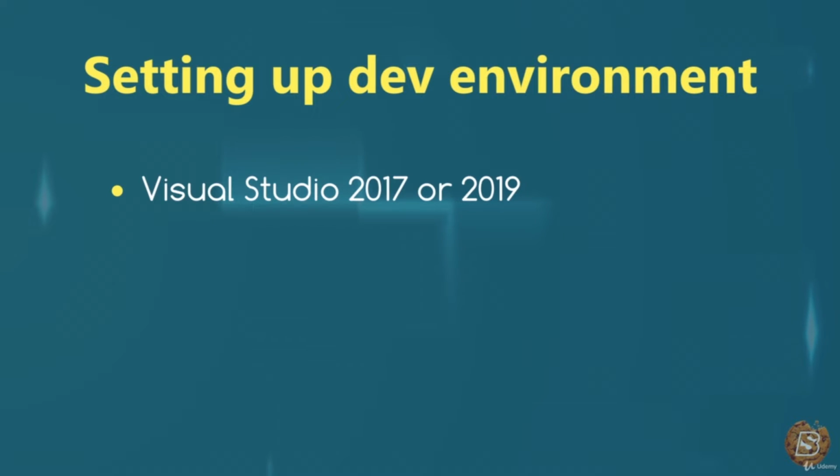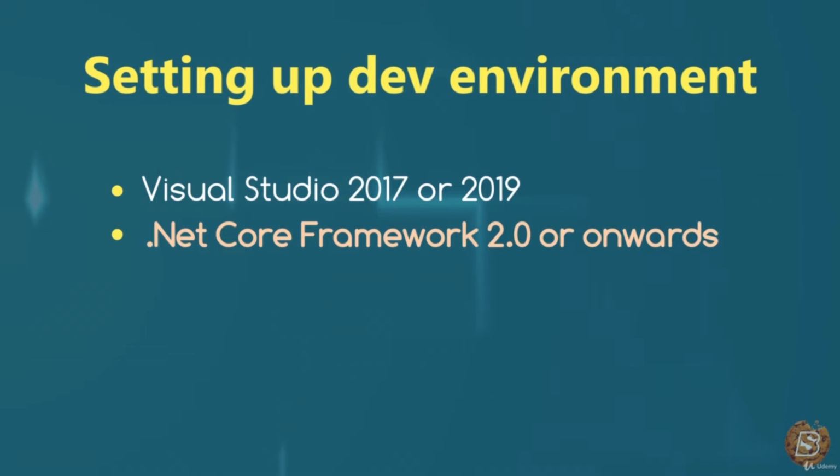Now that we know what the core building blocks of an ASP.NET SPA project are, we'll take a look at how to set up our dev environment. The first thing that you do is install Visual Studio 2017 or 2019. If you have Visual Studio 2019, then the .NET Core framework is automatically installed.